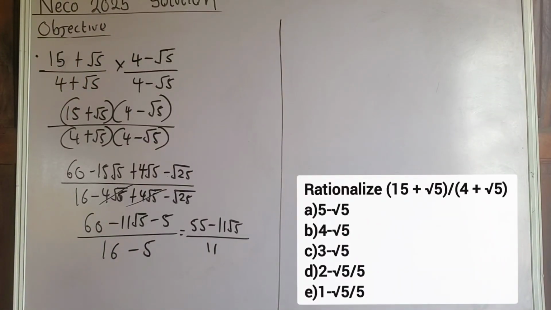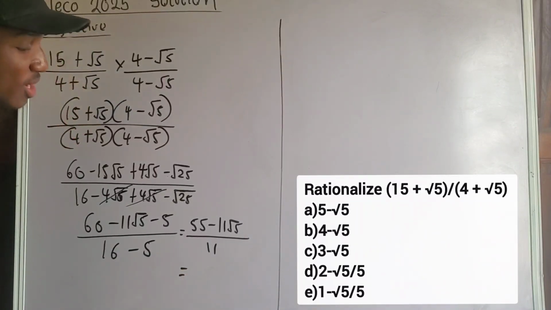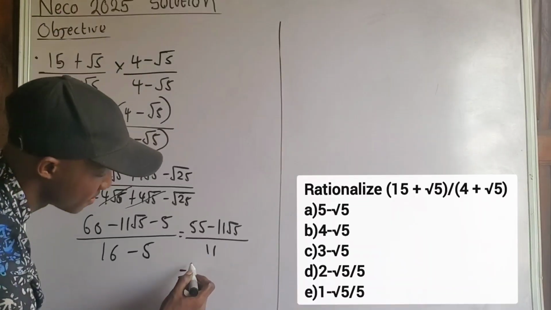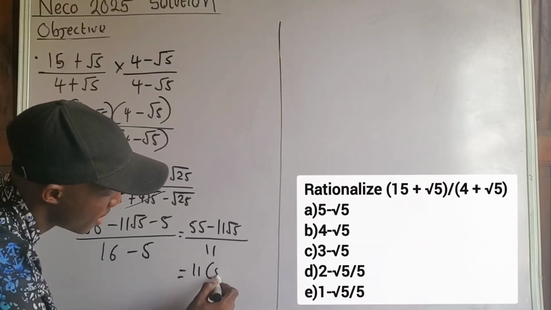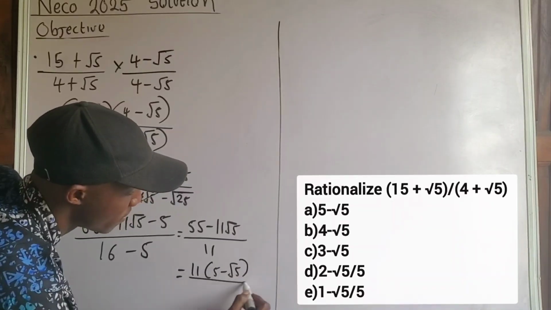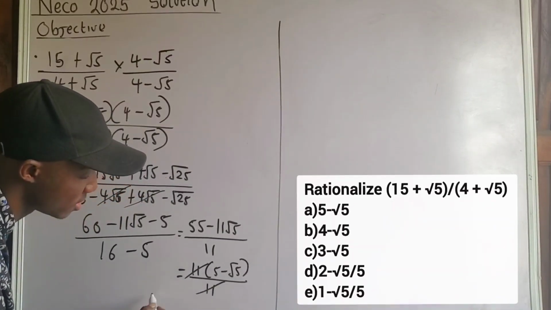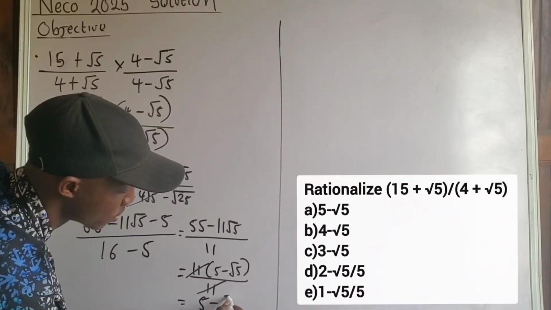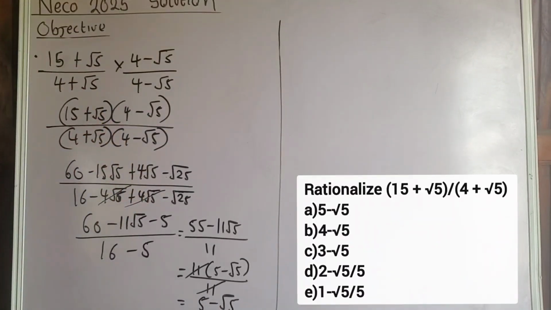Now, from that point, we can divide the numerator by the 11. You understand? So 11 multiplied by 5 minus root 5, all over 11. This cancels this. So the final answer to this question is 5 minus root 5. That is the correct option.